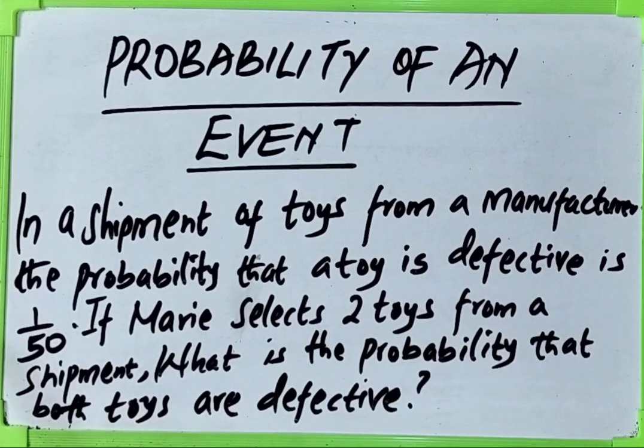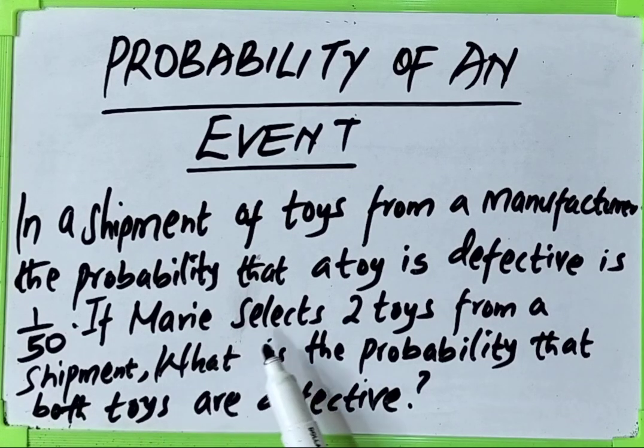1 over 50. Defective means is not effective. So if defective probability is 1 over 50, then the effective one is 1 minus 1 over 50, which is 49 over 50, because both probabilities, effective and defective, when they are added, the answer is 1. So 1 minus 1 over 50.